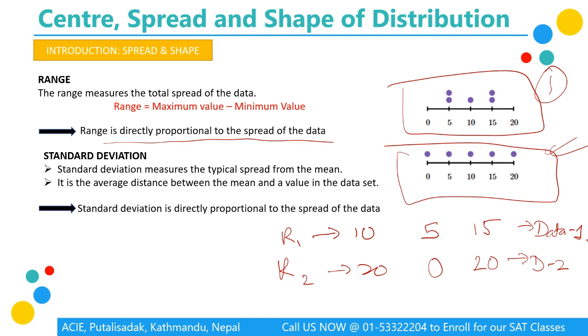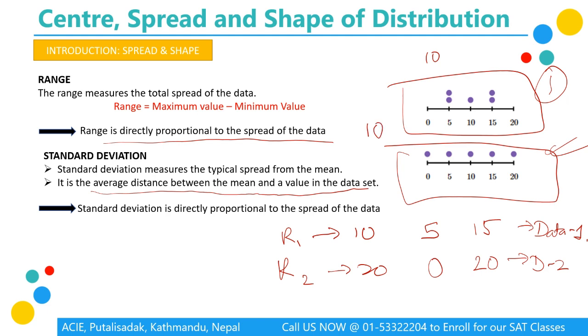Similarly, standard deviation basically measures the typical spread from the mean. So at a certain value को चाहिँ mean बाट कति distance छ or कति difference छ त्यो measure गर्ने काम चाहिँ standard deviation को हो. It is the average distance between the mean and the values in the data set. Now over here it's important to know what the mean is. For both the data sets, the mean ends up being 10.